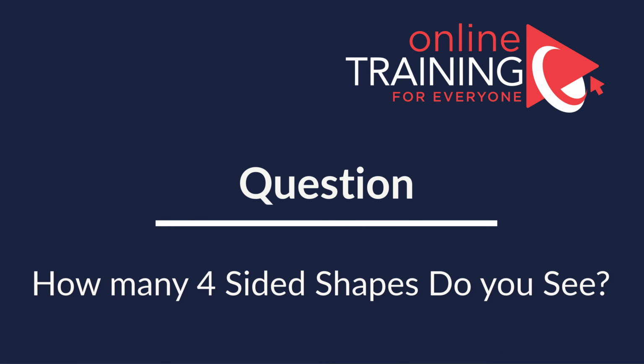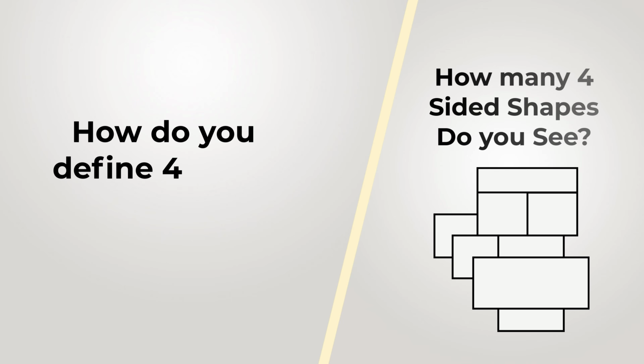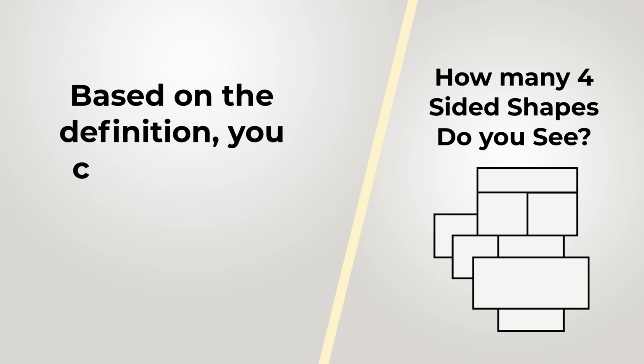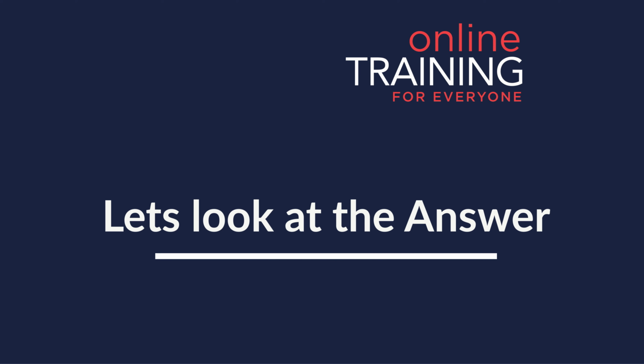Here's an interesting question which tests your spatial thinking. How many four-sided shapes do you see? And you're presented with the picture on the left, which has a lot of different shapes. First, you need to be clear on the definition of four-sided shape and have a good understanding of what it means. Once you have the definition, you can count all the shapes on the picture that match this criteria. Did you figure it out?